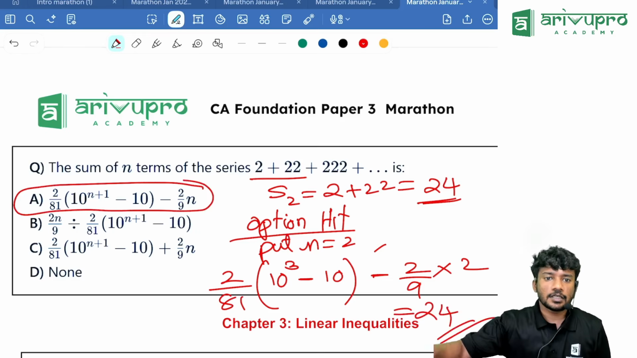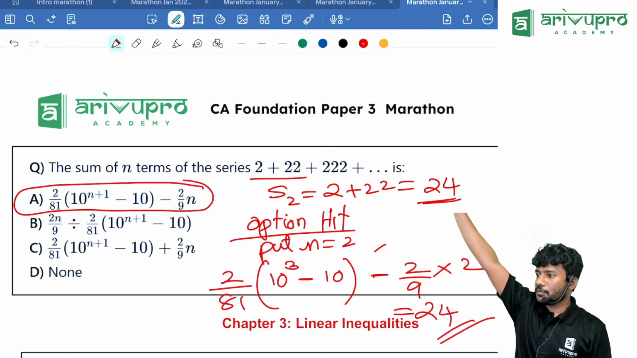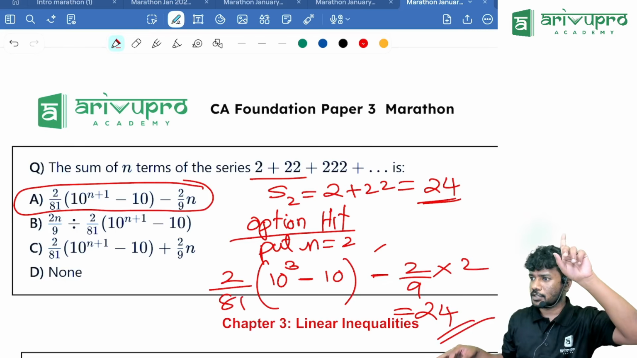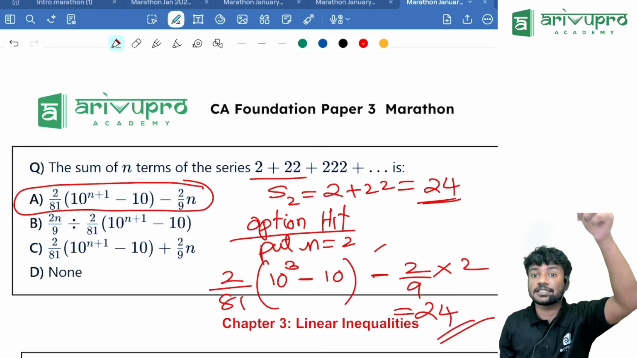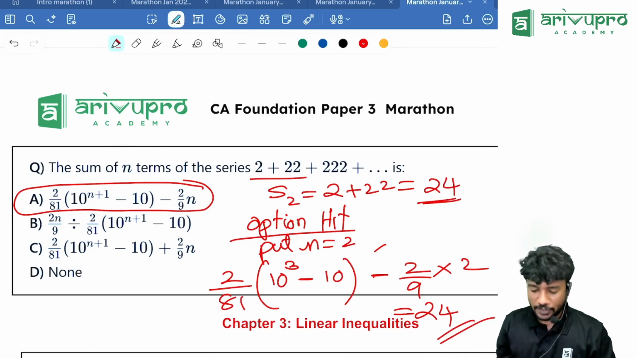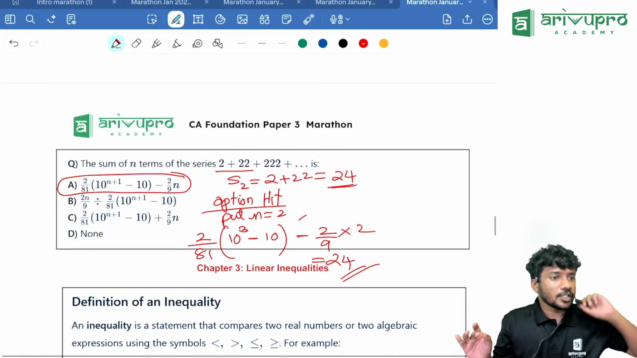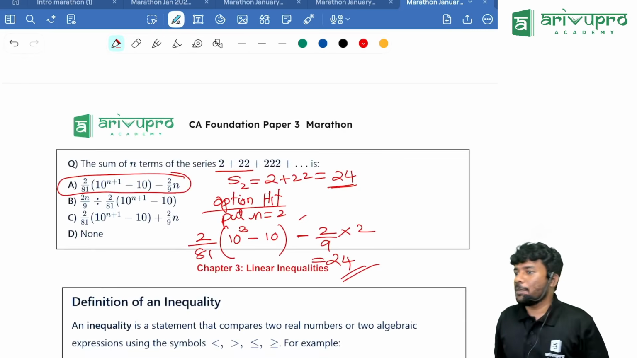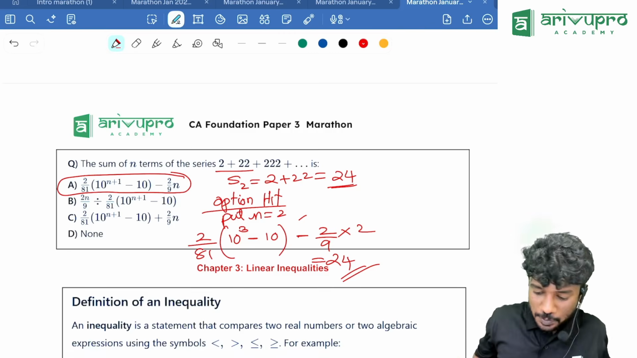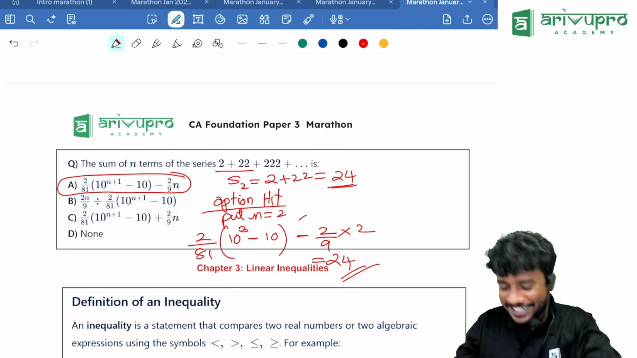Got the logic? So this is somehow a similar question to the first question we discussed. Do you remember? We were finding the nth term there. Here we are finding the sum of n terms. So that's all your chapter: AP, GP, and if you want, add HP also. Okay.